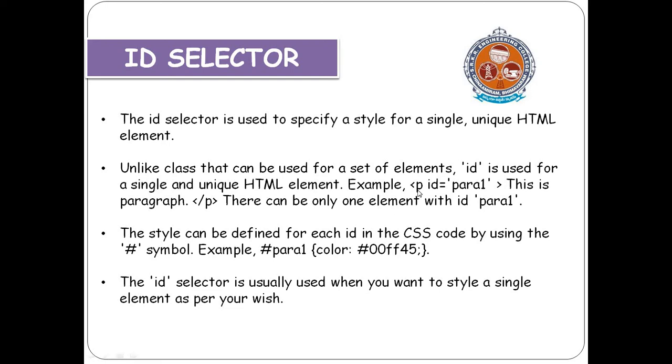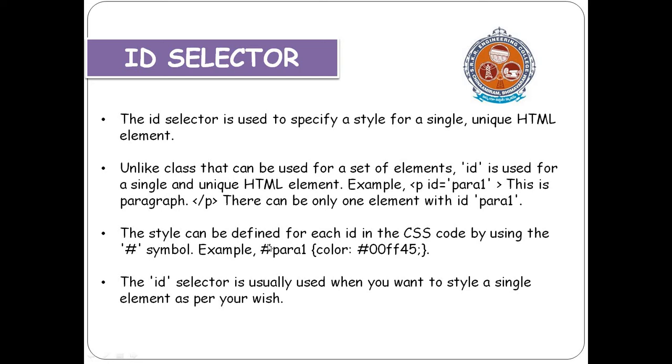For example, if you created p id equals para1, then for the next one you are unable to create para1 again, but you can create para2. Whenever you try to create two IDs para1, it won't accept it. So this is the paragraph, and there can only be one element with ID para1.